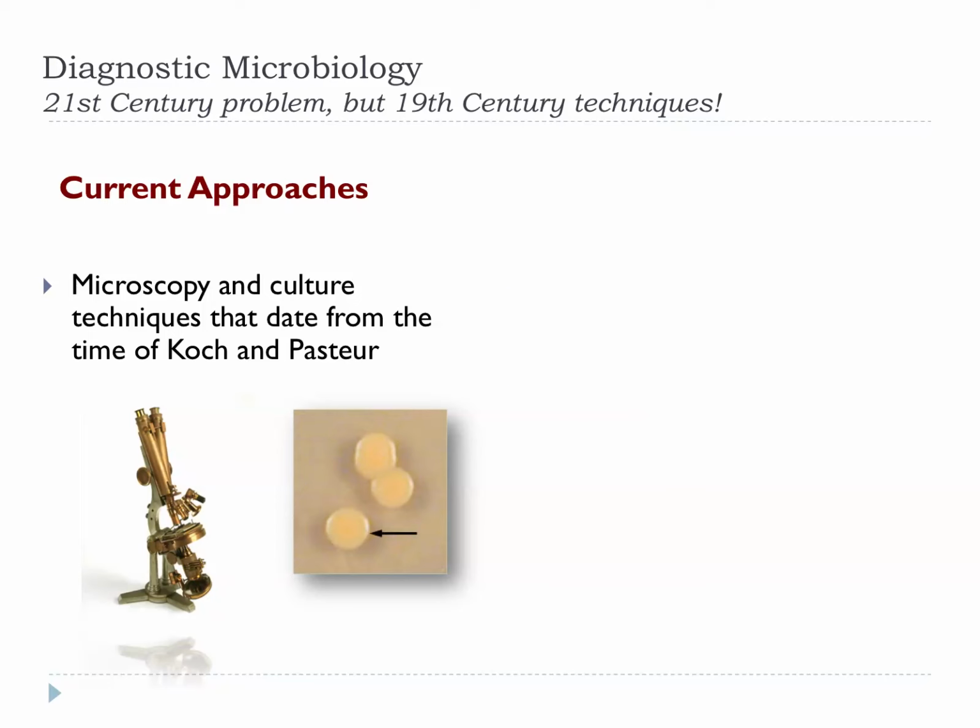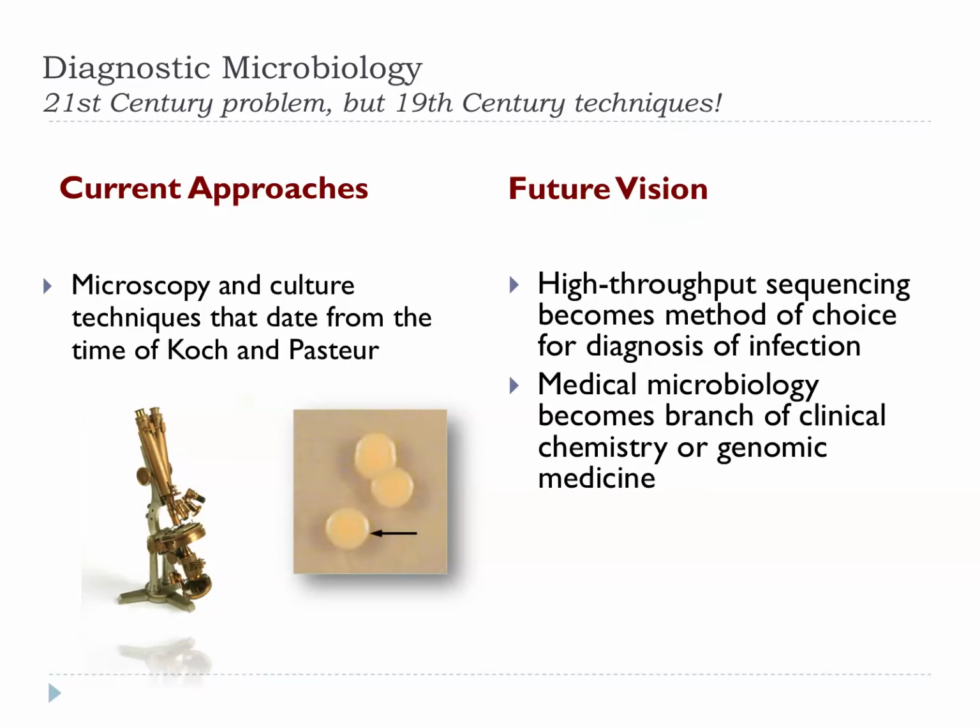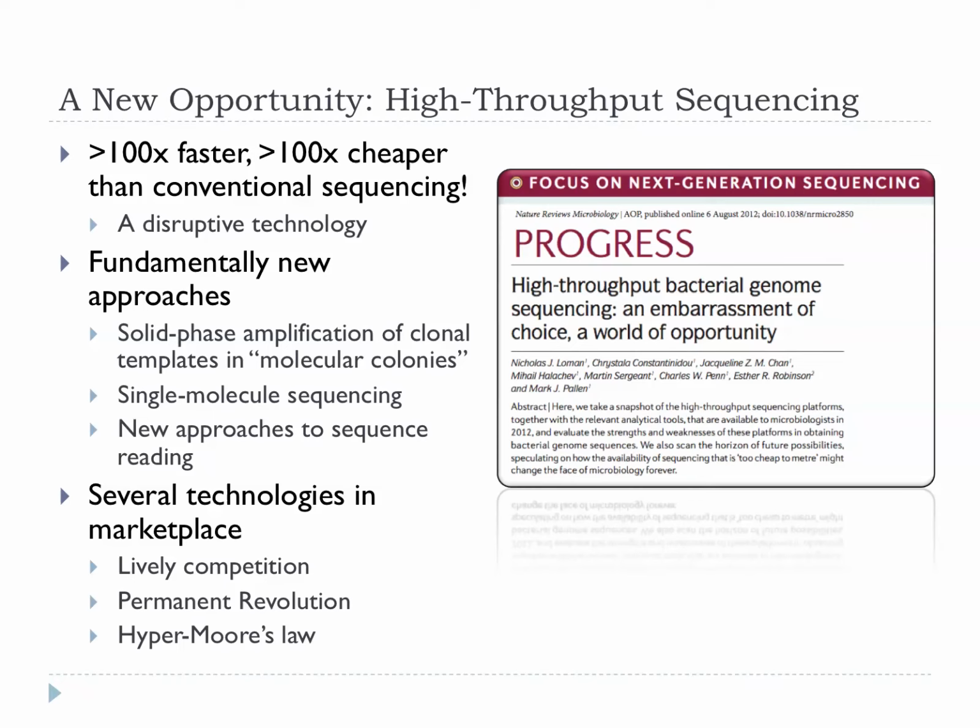And what I'm proposing is that we move fast forward into the 21st century and that high-throughput sequencing becomes a method of choice for the diagnosis of infection. And if you like, medical microbiology becomes a branch of clinical chemistry or genomic medicine. And when I give this kind of talk to clinical microbiologists, that starts to get them a bit upset. But there we are, they've got to face the future.